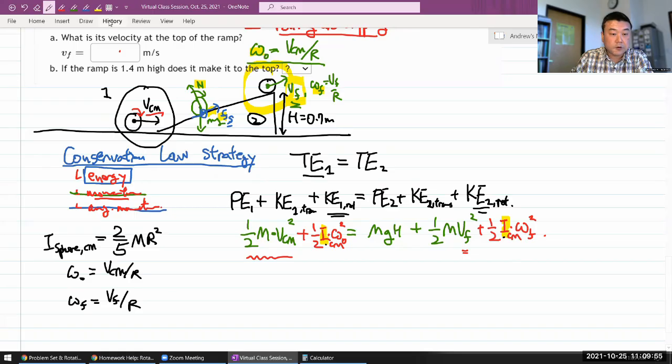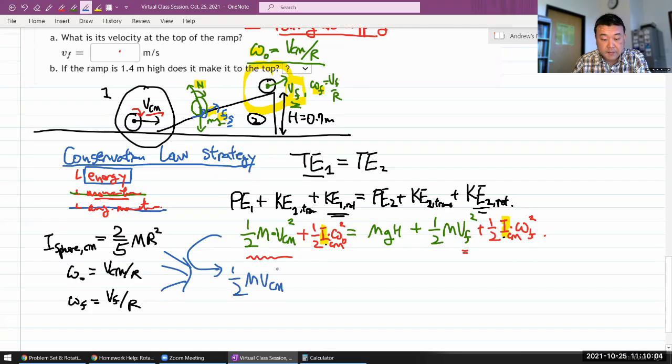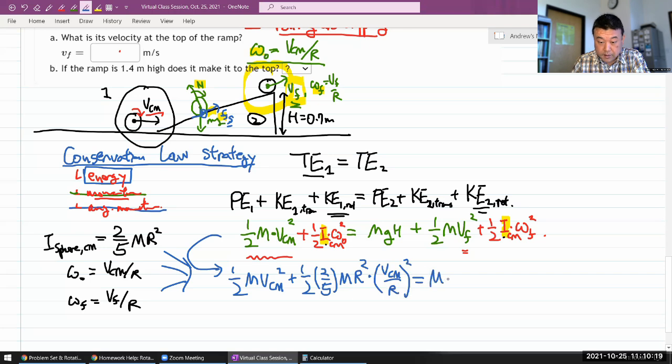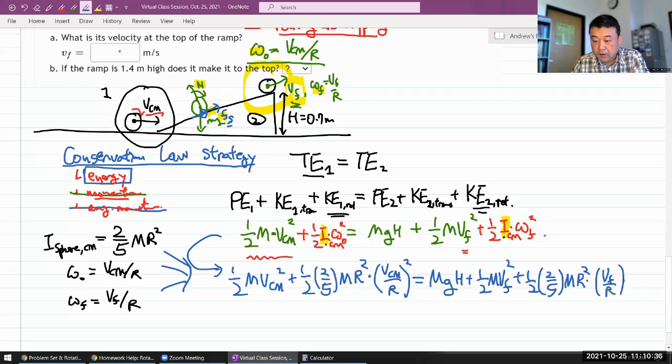I'll plug those in. So the version of this equation with all these quantities plugged in is 1/2 m VCM squared plus 1/2 times 2/5 m R squared times (VCM over R) squared is equal to mgh plus 1/2 m v final squared plus 1/2 times 2/5 m r squared times omega final squared. So (v final over r) squared.